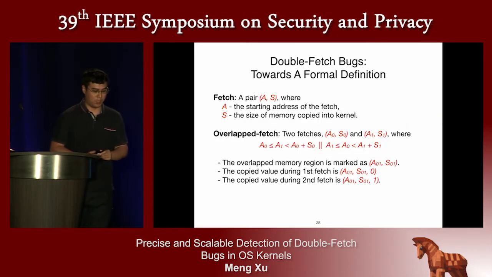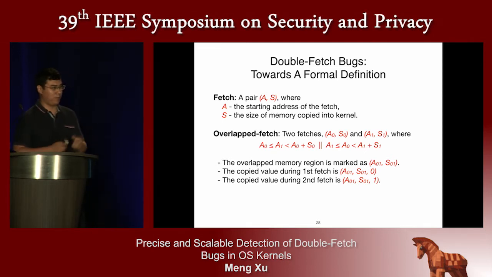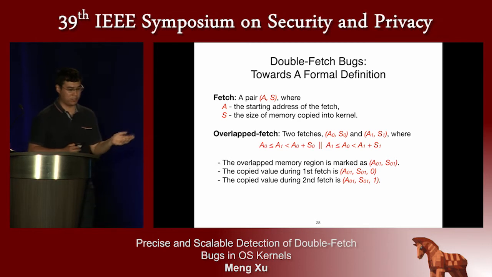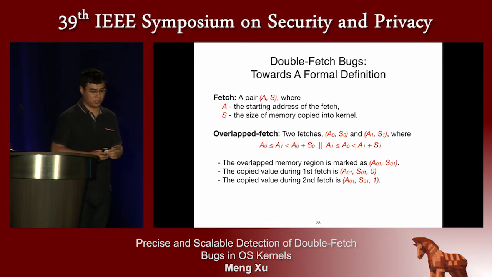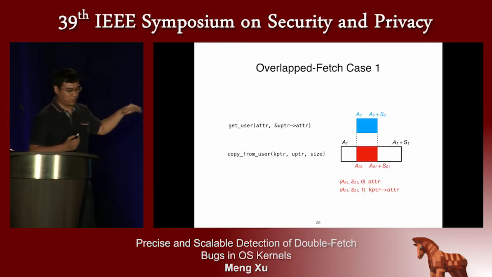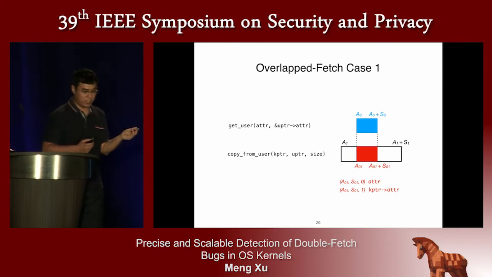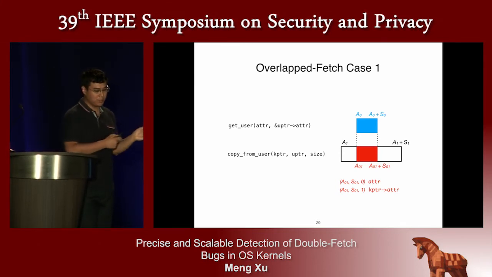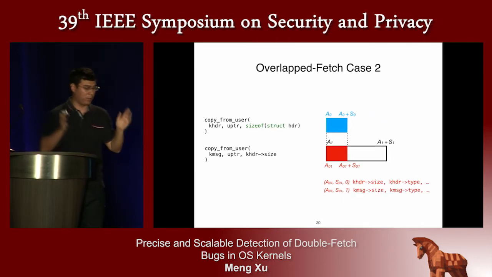So how do we define the double fetch bugs? Basically, a fetch is just a pair: a starting address in user space and how many bytes you're going to copy to the kernel. And then, if you say you're going to have a double fetch bug, the 2 fetches have to overlap. Basically, the overlap is either in the form of this one, where you copy somewhere in the middle, or in the form of this one, where you copy the whole message header into the kernel space.